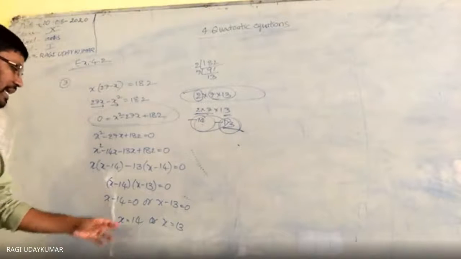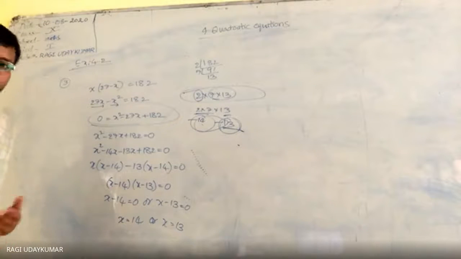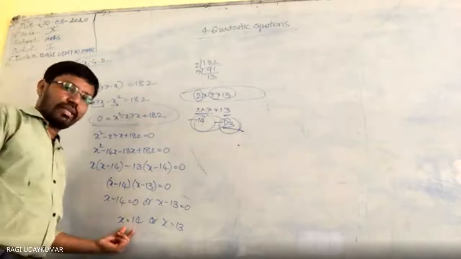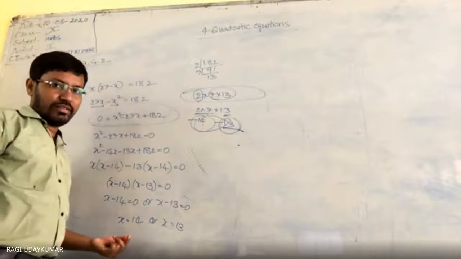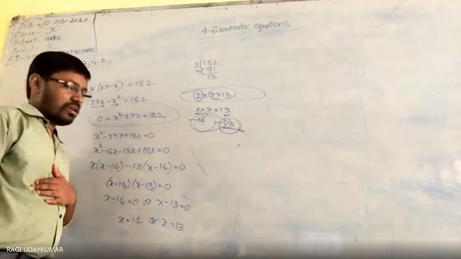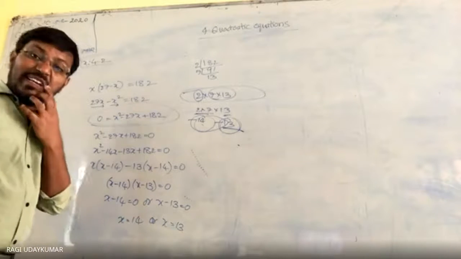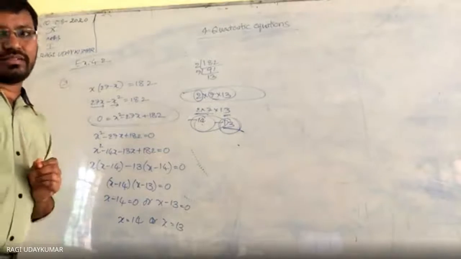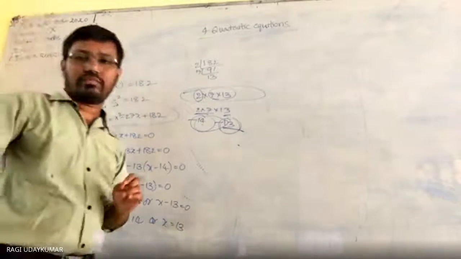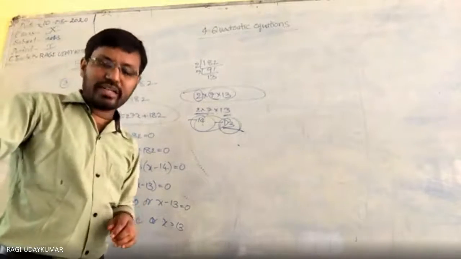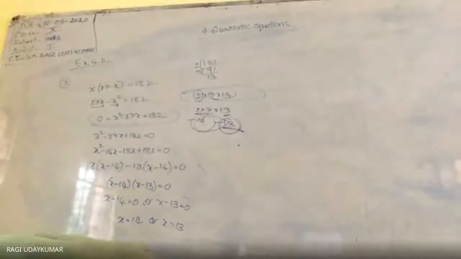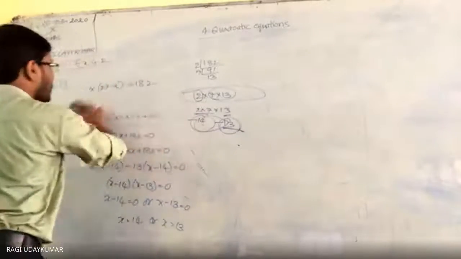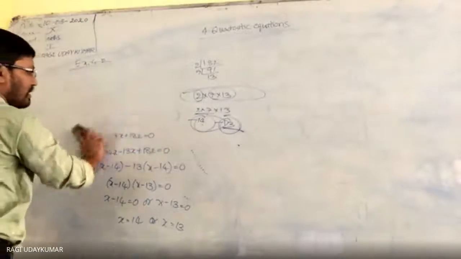Sir, 14 and 13 are the answers? Yes. If one number is 14, then the other number is 27 minus 14, that is 13. So the sum of 14 and 13 is 27 and their product is 182. Did you understand? Yes, sir. Okay, so now let us go to the next thing, that is the completing square method.